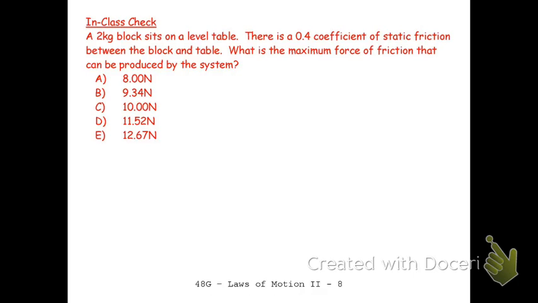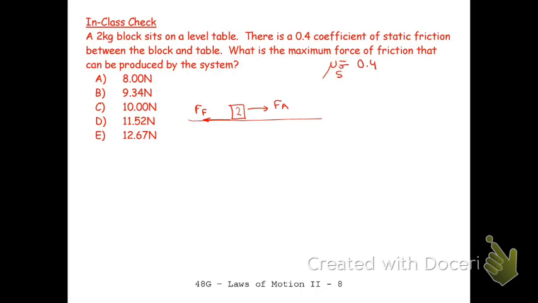So I think we did this last time, but we'll just flip through it. A 2 kilogram block sits on a level table, so here's my 2 kilogram block. I put the 2 inside the block. There is a 0.4 coefficient of static friction, so it's stationary. What is the maximum force of friction that can be produced? Well, let's just visualize the system. We have an applied force, and then we have a frictional force. It's not that the frictional force exists even if I'm not pushing. It's that the frictional force exists in response to my pushing.